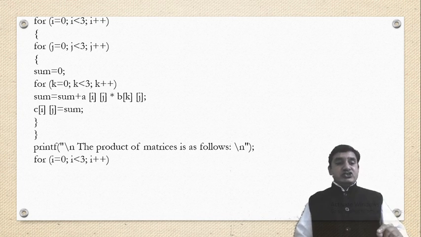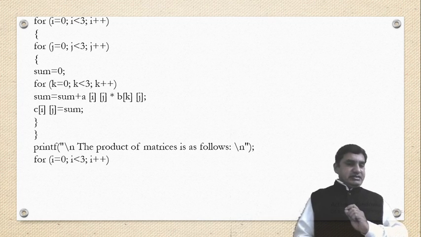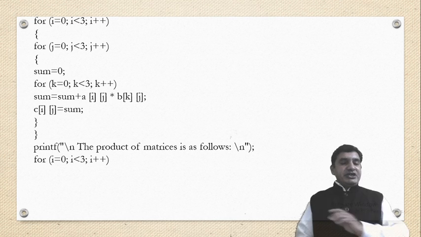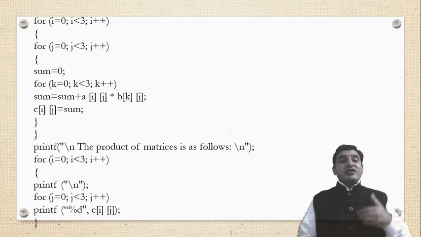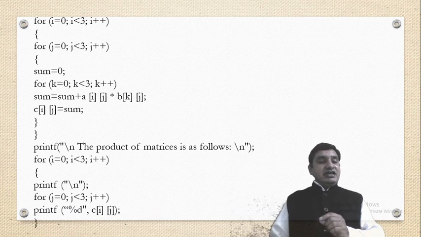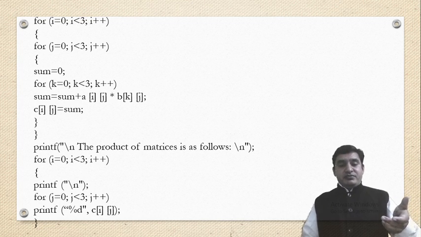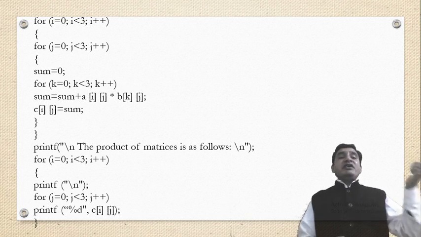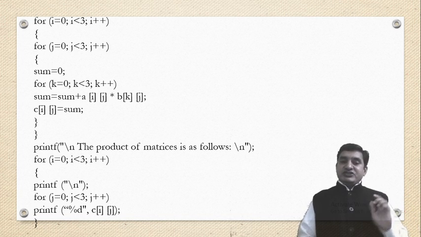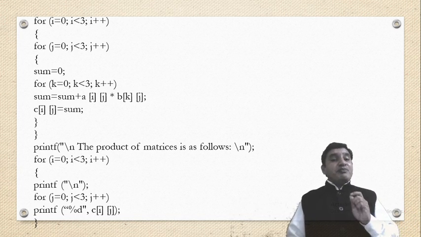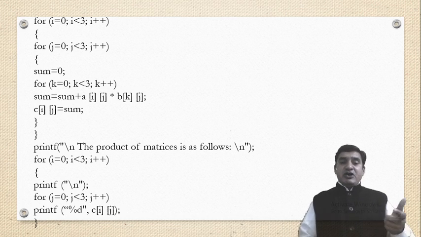For that we use a for loop, i is equal to 0, i is less than 3, i is incremented, that is 0, 1 and 2. Again printf \n. This part of the program is the same as the previous part, which is used to display matrices A and B on the screen. So the product of the matrices is as follows. This message is displayed on the screen.